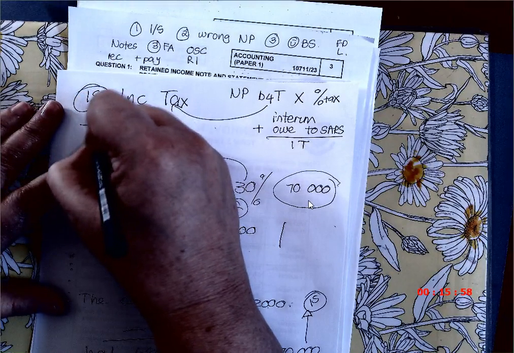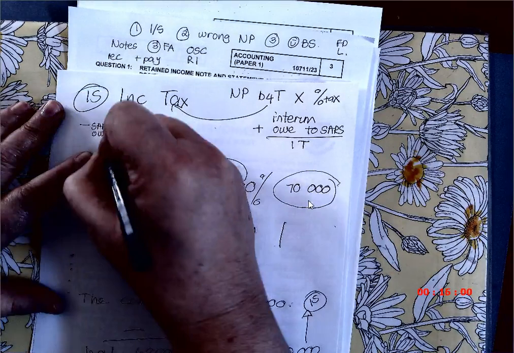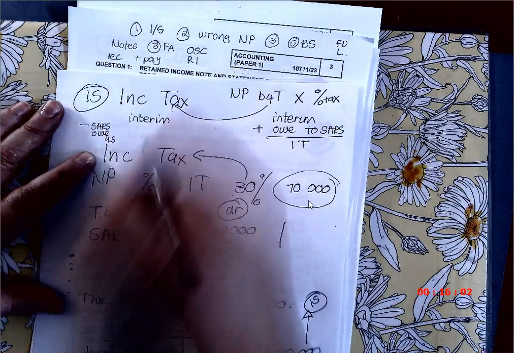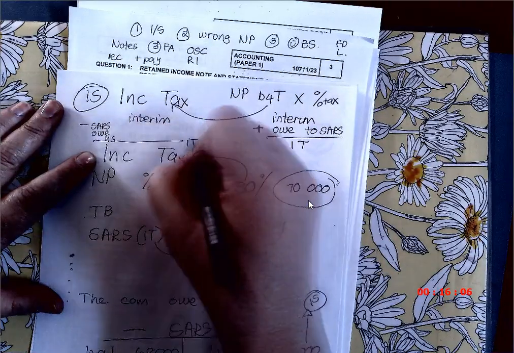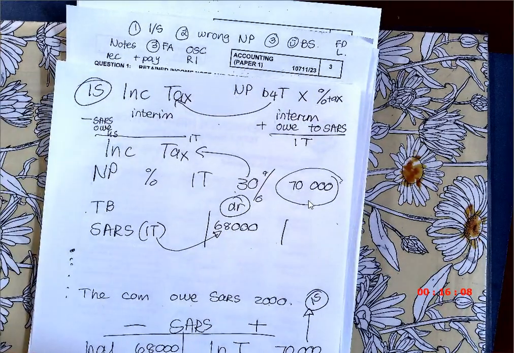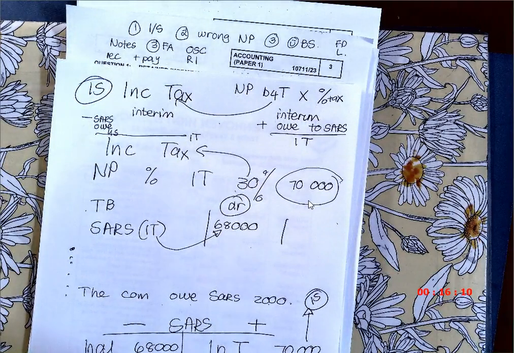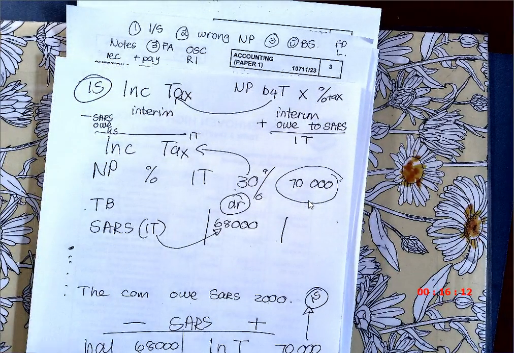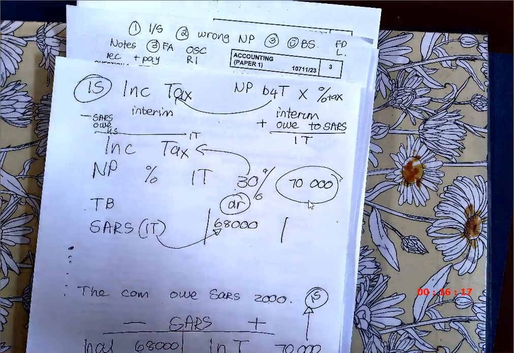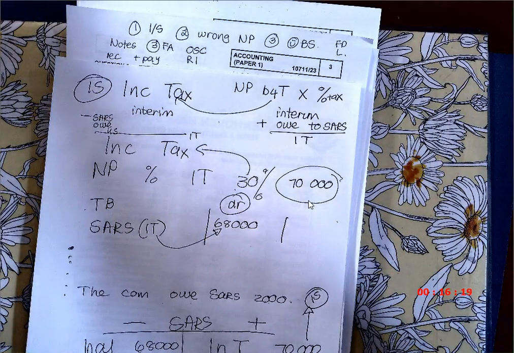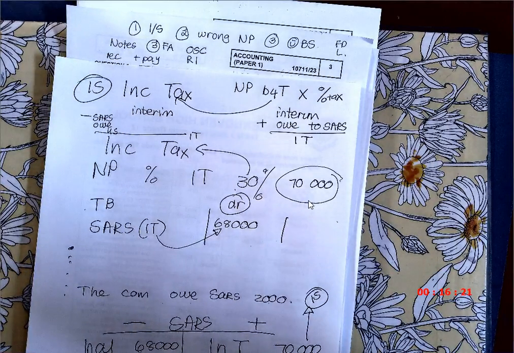less what SARS owes us. In other words, I paid more than what I owe. Then that gives me the income tax. I wrote it very weird. But you guys get what I'm saying. So they can either give it to me by giving me how much I already paid, how much I owe, or SARS owes me. Or they can give it to me as a percentage.